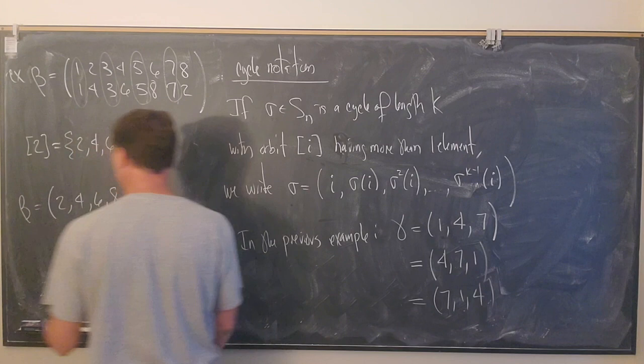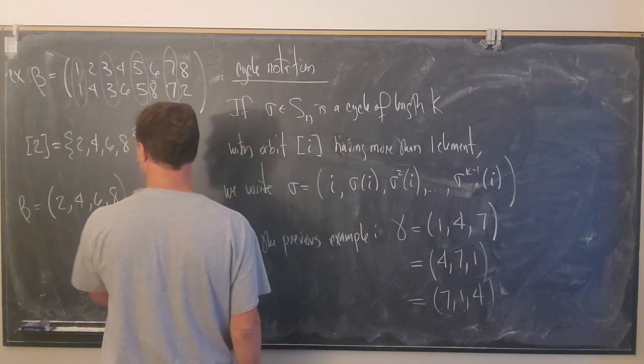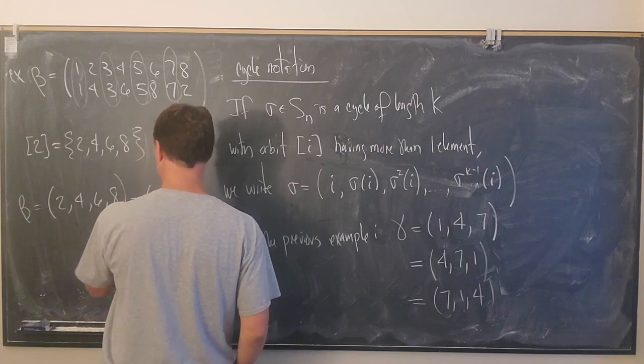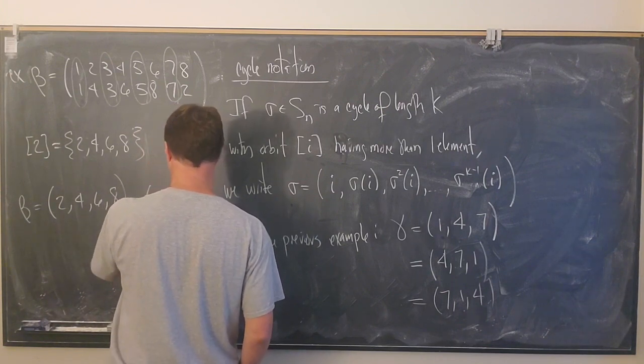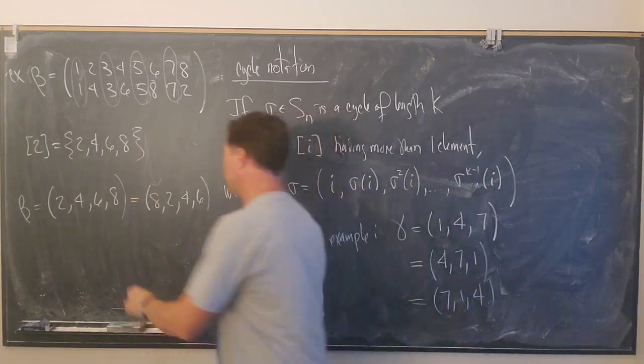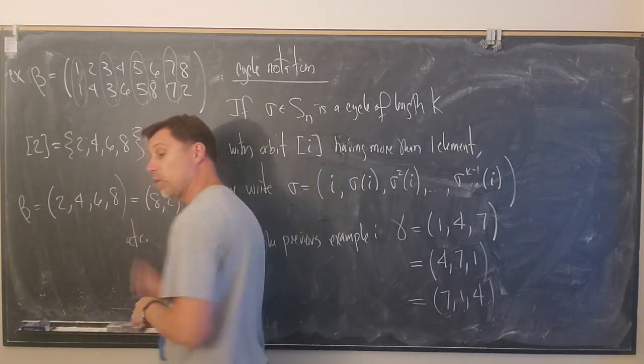That's not the only way to do it. We can permute things cyclically. So for example, 8 goes to 2, which goes to 4, which goes to 6, which goes back to 8. So I'll just say etc. There's 4 different ways to write that one.